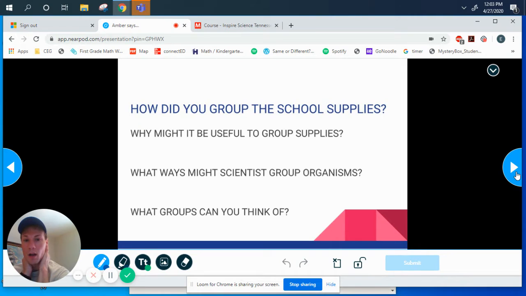Welcome back. Well, we obviously saw that I group supplies by color and by size. Why might it be useful to group supplies? Well, I was thinking in my classroom, I group all the colored pencils in one bin, all the glue in another bin, all the scissors in another bin, etc. And that helps me find them really easily. I can get exactly what I want when we've got projects to do, that kind of thing. What ways might scientists group organisms? I'm kind of interested to hear what you guys thought.